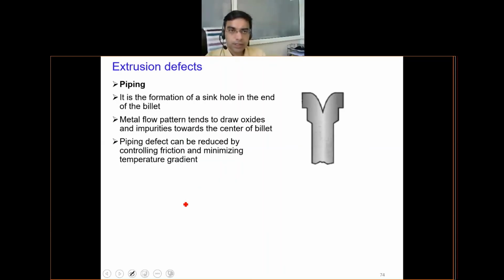The next defect in the extrusion process is piping. Piping is essentially the formation of a sinkhole at the end of the billet. In this case, this type of metal flow pattern may draw oxides or impurities towards the center. So all the oxides present on the surface may be drawn into the center of the product. And the piping defect can be reduced by controlling friction, or it can be minimized by minimizing the temperature gradient.